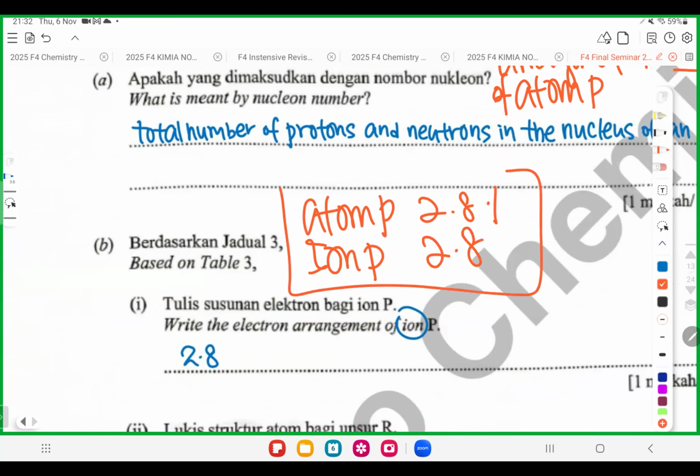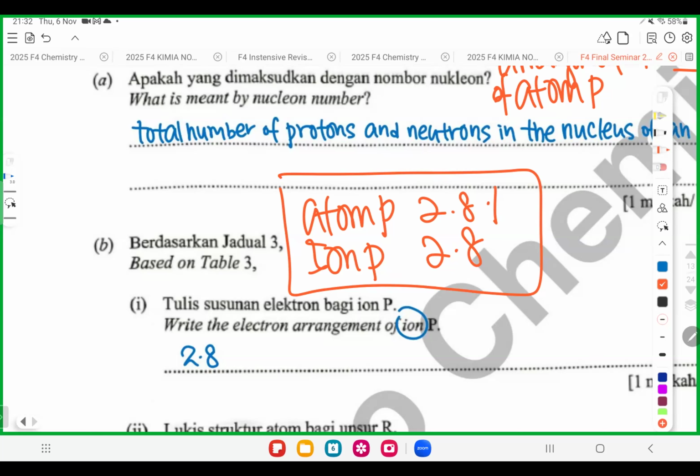Let me know in the chat box. Do you know what is going on here? So atom and ion are different. When you read the questions, you have to know whether they want atom or they want ion.